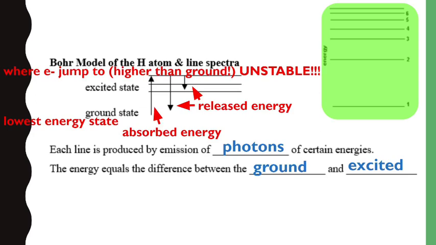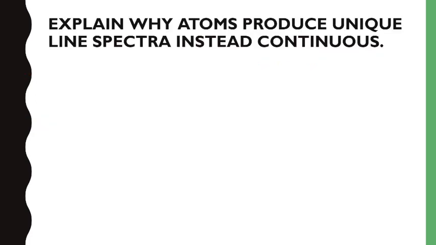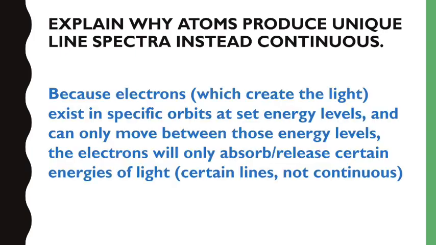electrons' energies are limited, that meant that the energy of light that we see coming out of our atoms from those electrons is also limited. And let's go ahead and put this into some clearer explanations at the top of the next page. Why do atoms produce unique line spectra instead of continuous?